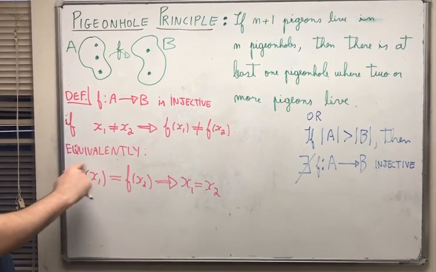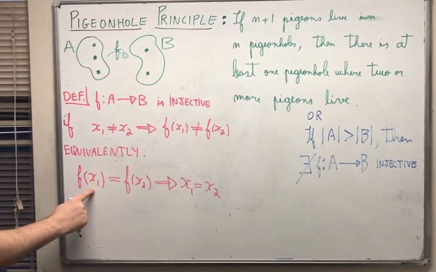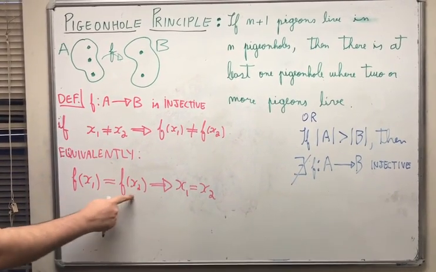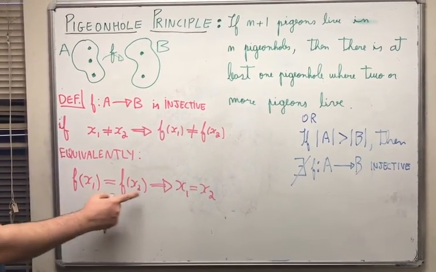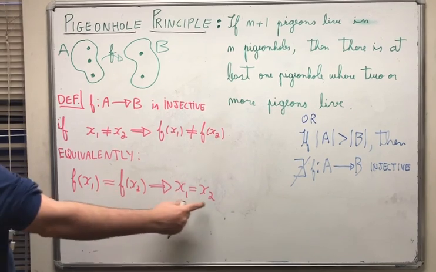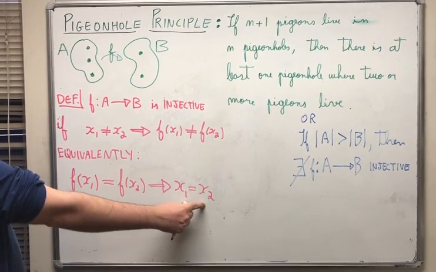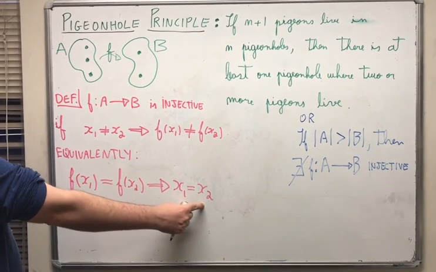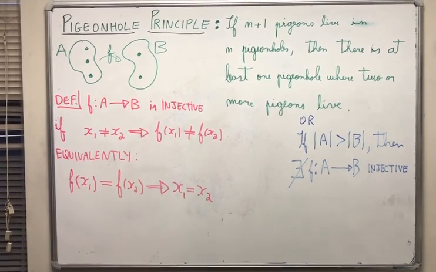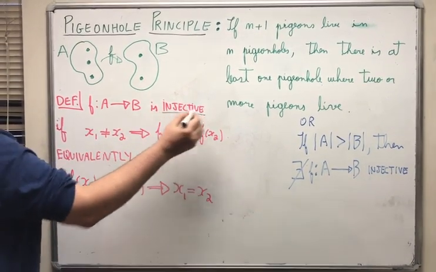Or equivalently, we can say that if you are mapping 2 points into the same point of the codomain, these 2 points, x1 and x2, are actually the same. You have actually only 1 point, okay? So these are 2 ways of talking about injective functions.